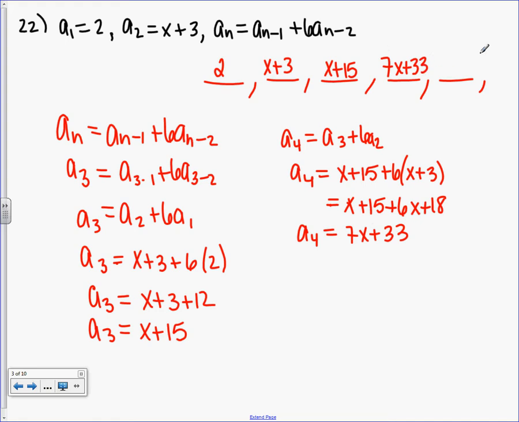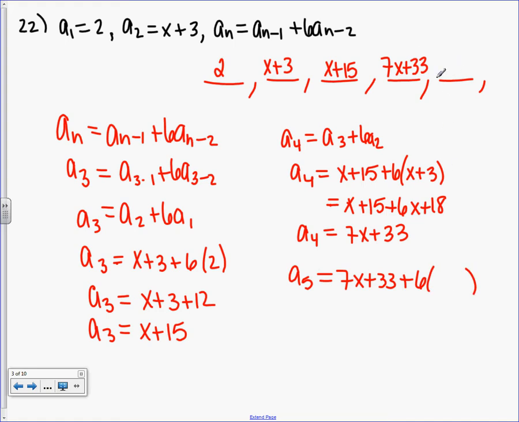Now I'm going to talk about the pattern. If you wanted a sub 5, you could totally just do this again, right? That's fine. The pattern says, if you're looking for the fifth term, you're going to take the one right before it. n minus 1 means the blank before it, so the fourth term for us, plus 6 times the one 2 blanks before it. So the fifth term is equal to the one before it, the 7x plus 33, plus 6 times 2 before it.